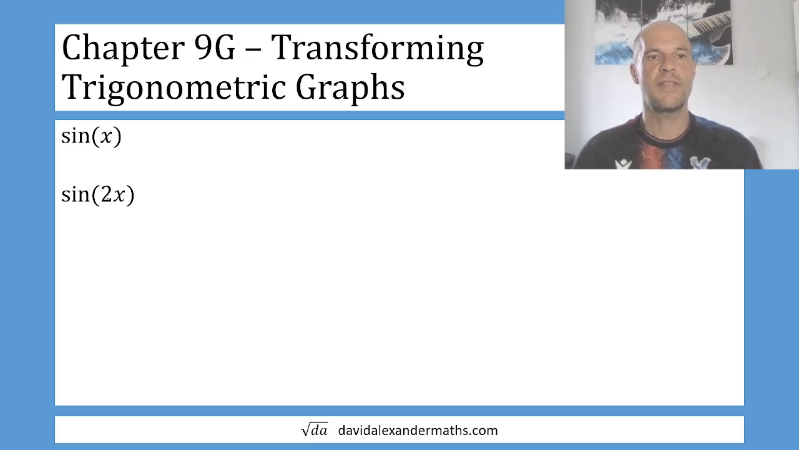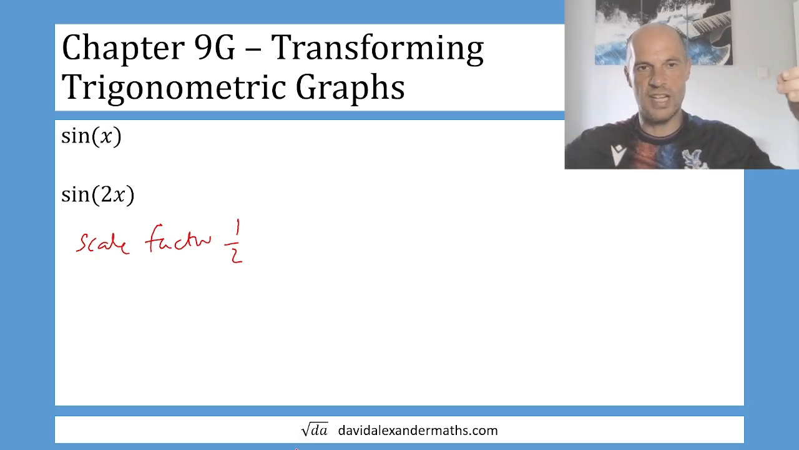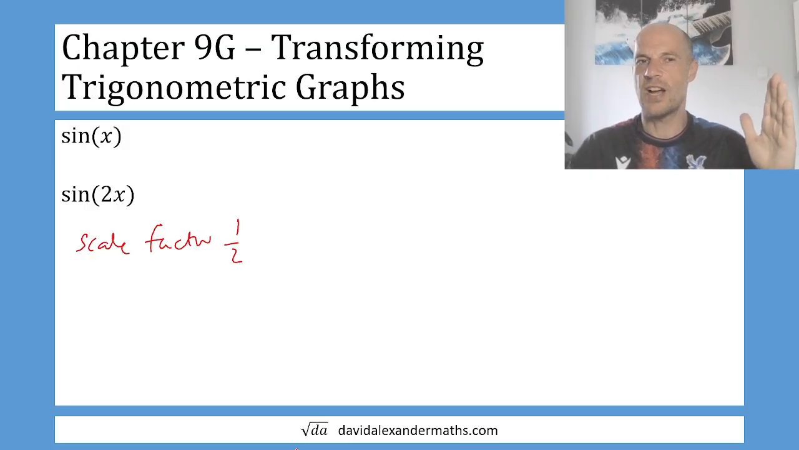Okay, so sine of x and the sine of 2x. The sine of x and the sine of 2x are different. What we need to remember is the sine of 2x is a stretch with a scale factor of 1/2, so scale factor half parallel to the x-axis. So it's being stretched horizontally with a scale factor of 1/2. But if it's been stretched with a scale factor that's less than 1, that won't feel like a stretch. We'll actually be compressing the curve.